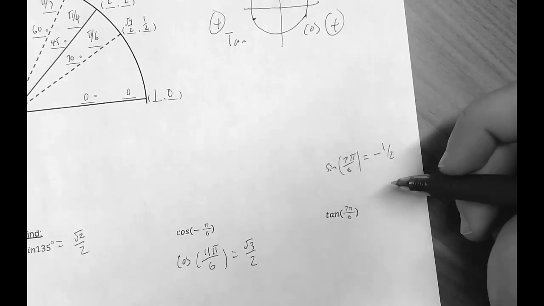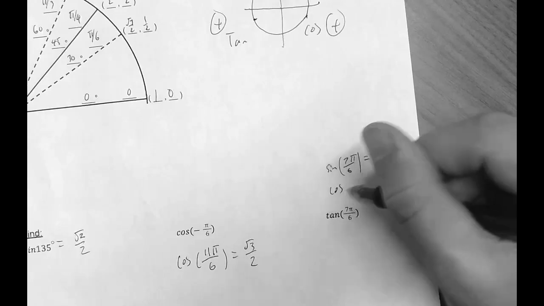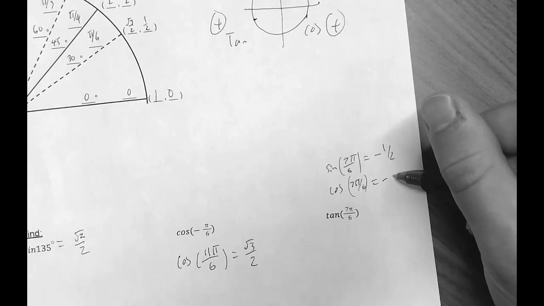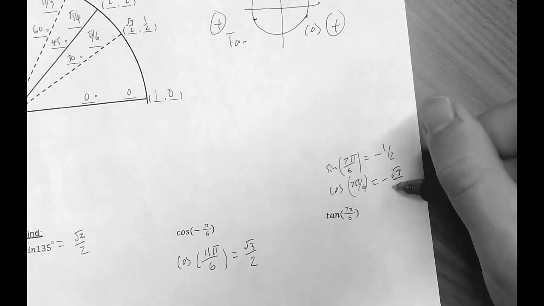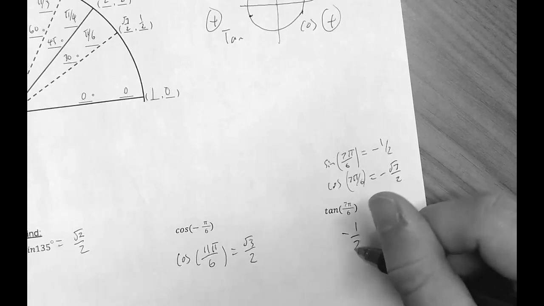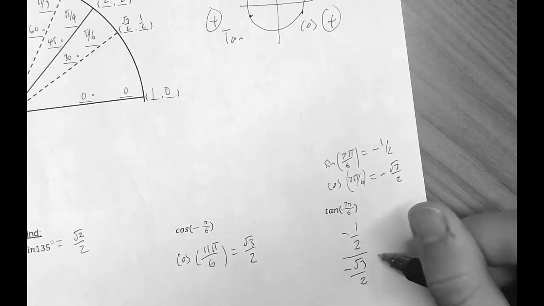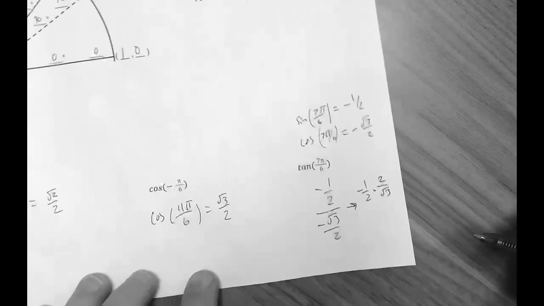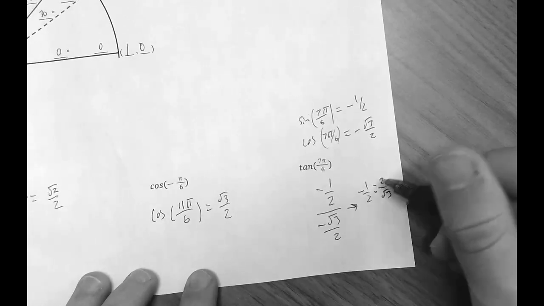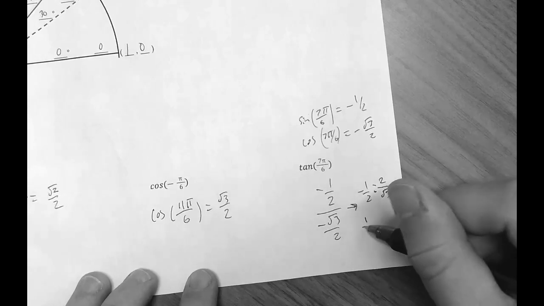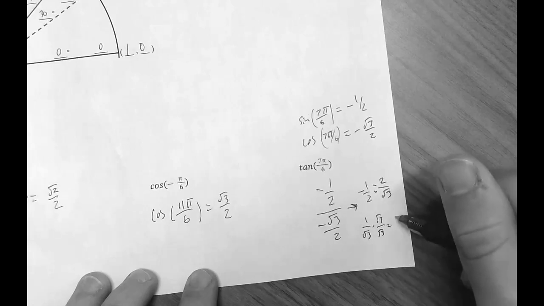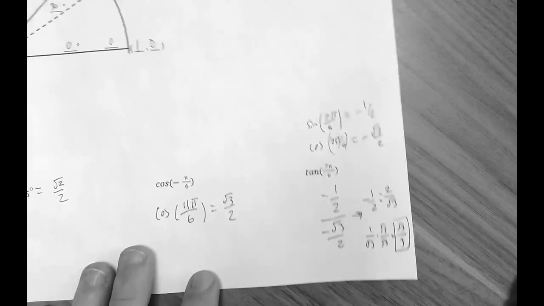And then my cosine of 7 pi over 6 would be negative root 3 over 2. So we're going to do sine over cosine. So it's going to be negative 1/2 divided by negative root 3 over 2. That's the same as negative 1/2 times 2 over root 3. So this is negative. So this is going to be just 1 over root 3, which when we multiply by root 3 over root 3 becomes root 3 over 3. So that's tan 7 pi over 6.